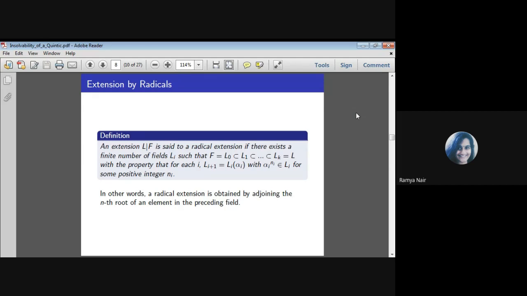with the property that each Li plus 1 is constructed by adjoining one element alpha i, with the property that alpha i to the power ni belongs to the field Li. We'll see an example and you'll understand what I mean by this definition. So a radical extension is obtained by adding the nth root of an element in the preceding field. That is the gist of the definition that I wrote.